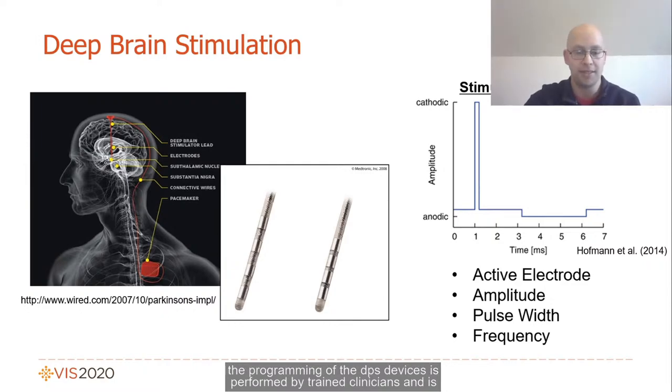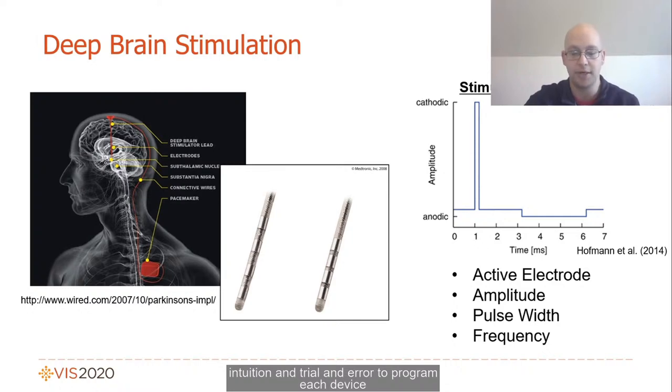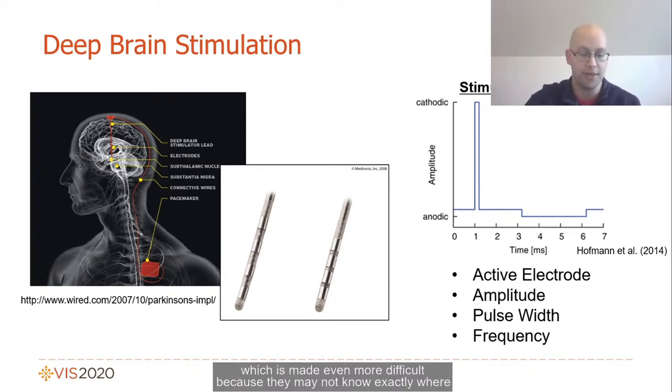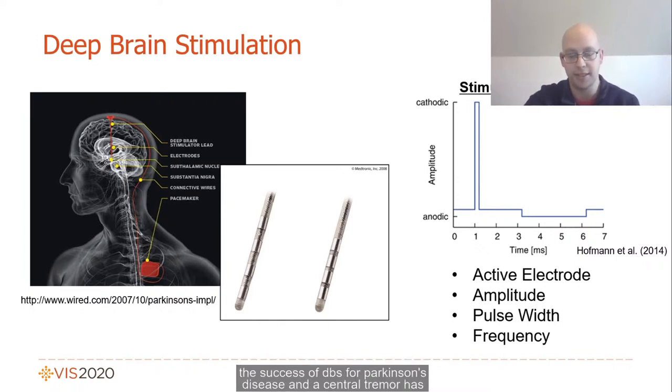The programming of the DBS devices is performed by trained clinicians and is individually adjusted for each patient. It is challenging to determine the stimulation parameters that will best alleviate the patient's symptoms because the choice of which electrodes to turn on, what amplitude, and what frequency are nearly infinite. Clinicians rely on experience, intuition, and trial and error to program each device, which is made even more difficult because they may not know exactly where the leads were placed and exactly how each stimulation parameter choice is affecting the surrounding neuronal tissue.